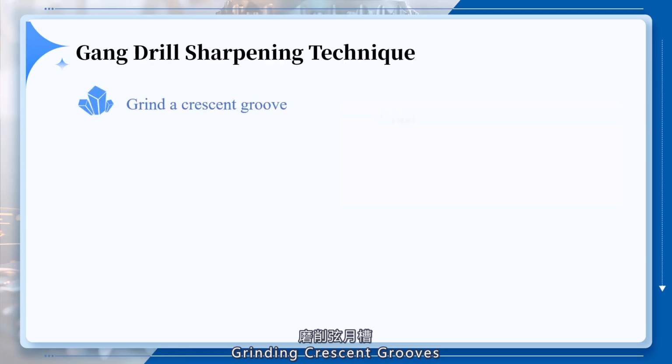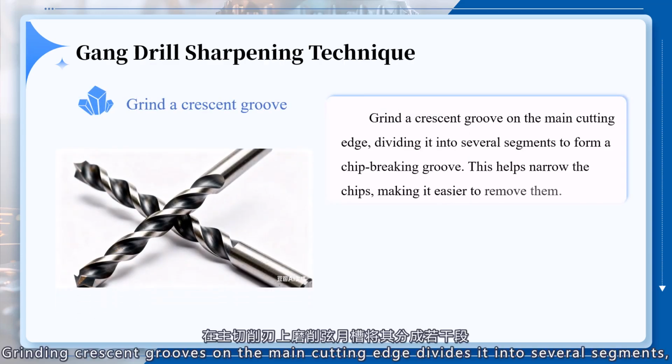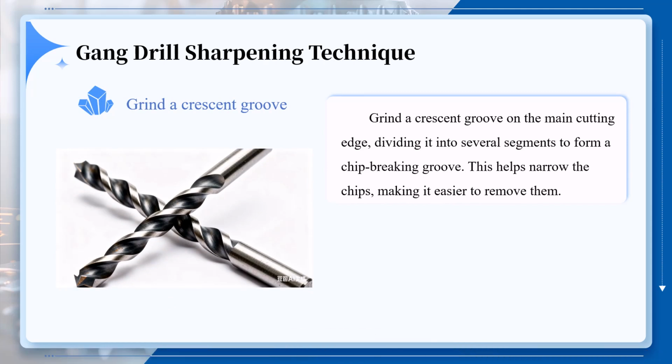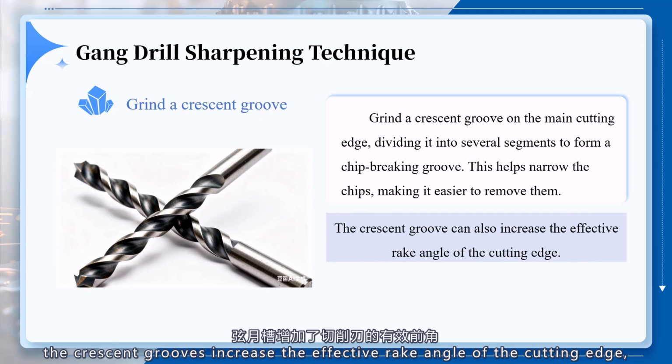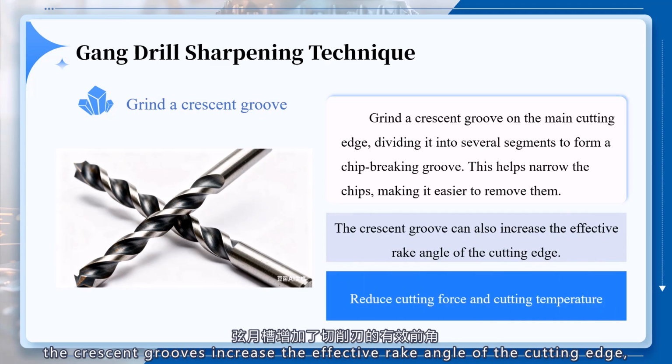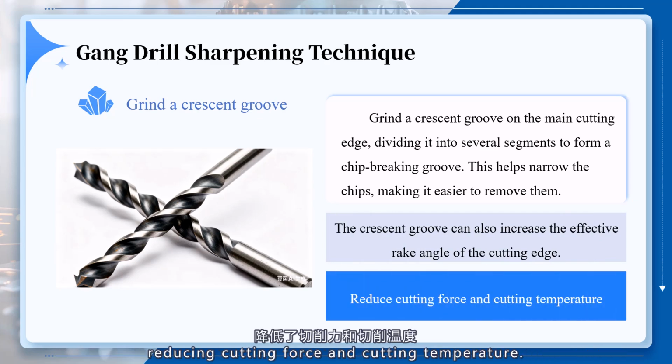Grinding crescent grooves. Grinding crescent grooves on the main cutting edge divides it into several segments, forming chip breaking grooves. This narrows the chips, facilitating chip removal. Additionally, the crescent grooves increase the effective rake angle of the cutting edge, reducing cutting force and cutting temperature.